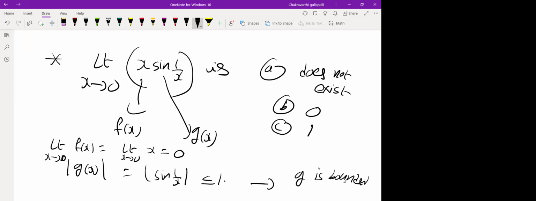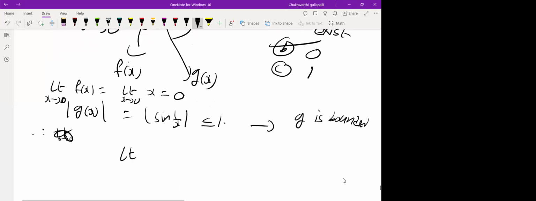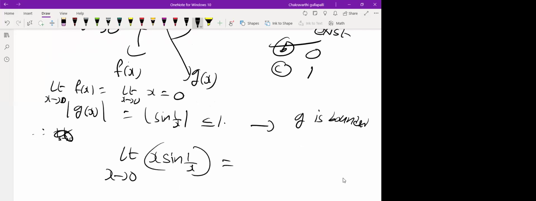So if f x is 0, any one of them, need not be the first one only. In this product, if any one of them is 0 and any one of them is bounded, then the product value is 0. Limit f x into g x is 0. Therefore, the limit of this is 0. Because whenever one of the functions is bounded and the other's limit is 0, the answer is the same.